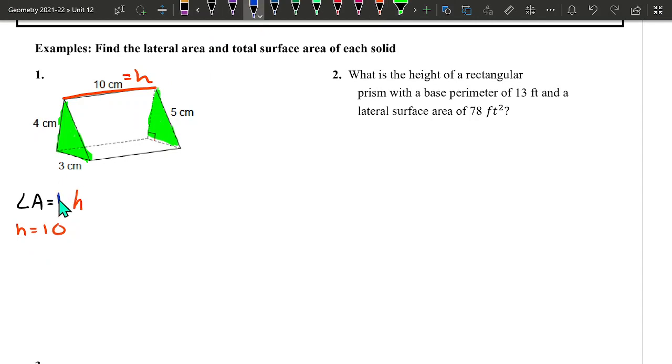And I need the perimeter of the base. So this side is 4, plus this side is 3. And then I need this side here. I also see this as a right triangle, so that means this triangle is a right triangle.